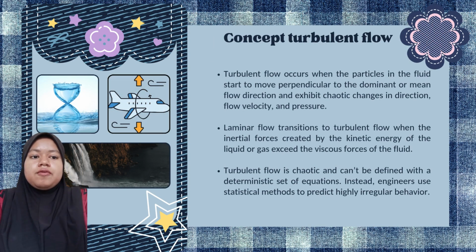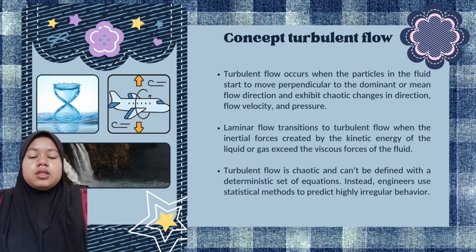Concept of turbulent flow. Turbulent flow occurs when the particles in the fluid start to move perpendicular to the dominant or mean flow direction and exhibit chaotic changes in direction, flow velocity, and pressure.